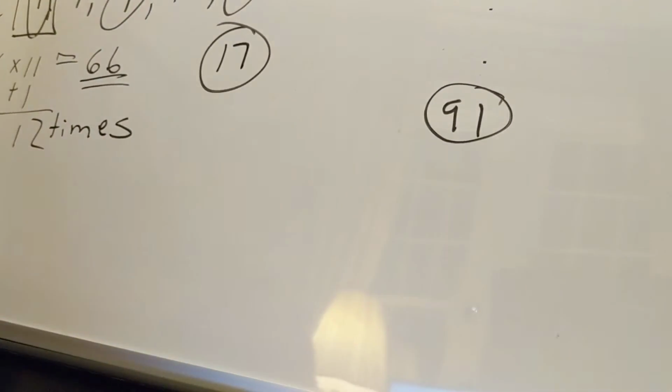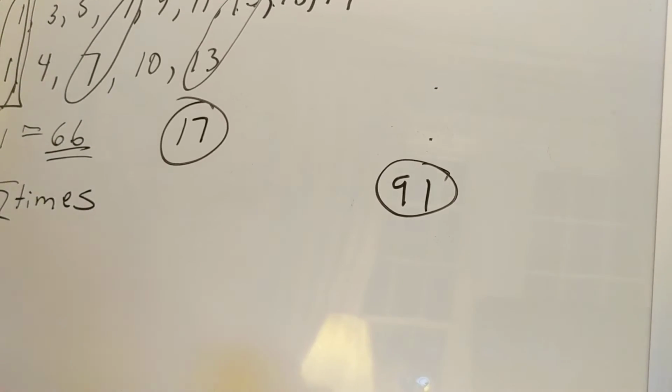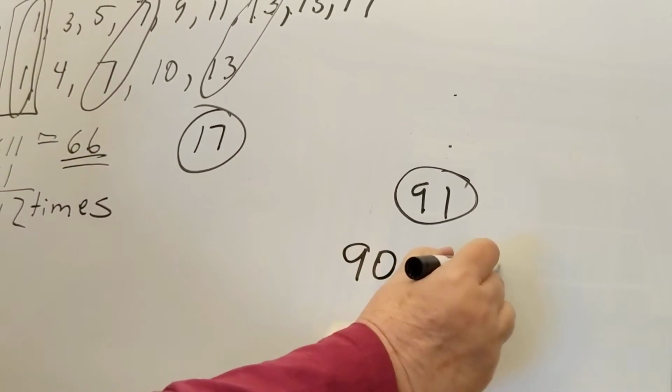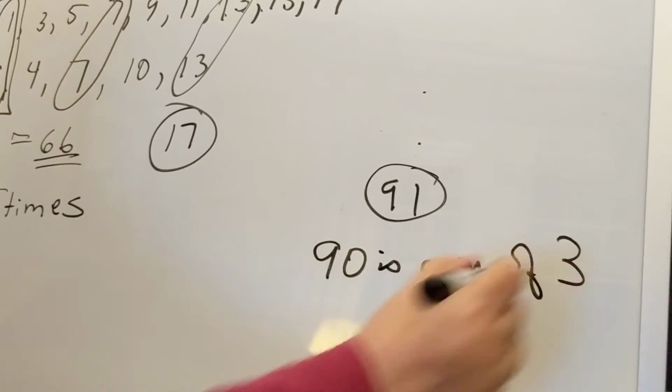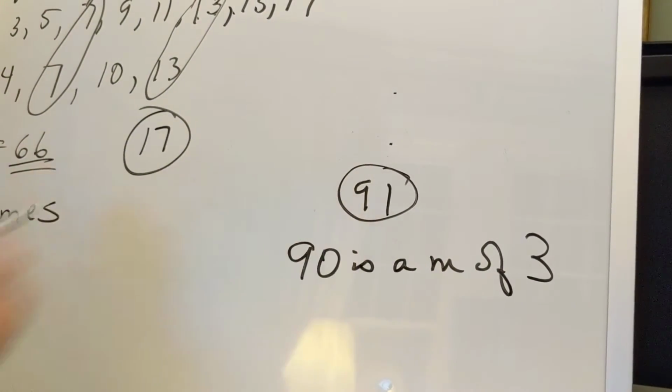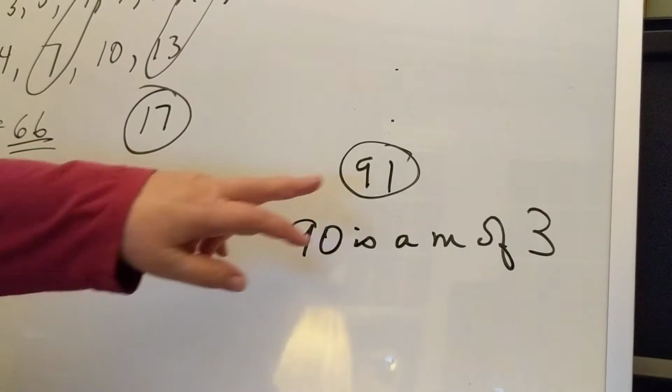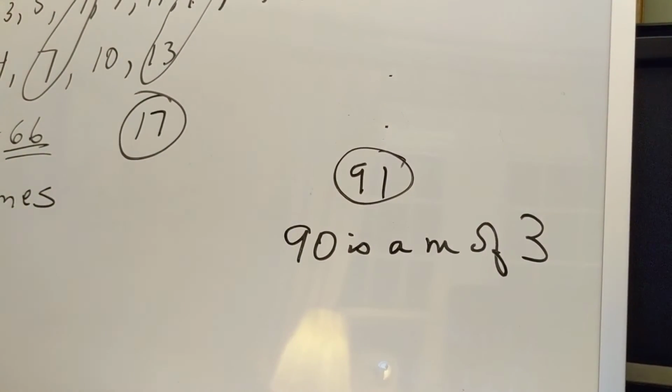So I hope this one works. I hope 91 is the number. Well, we know that 90 is a multiple of 3, because it's 3 times 30 plus 1. So the answer is 91. That's a multiple of 5 plus 1, because 90 is a multiple of 5.